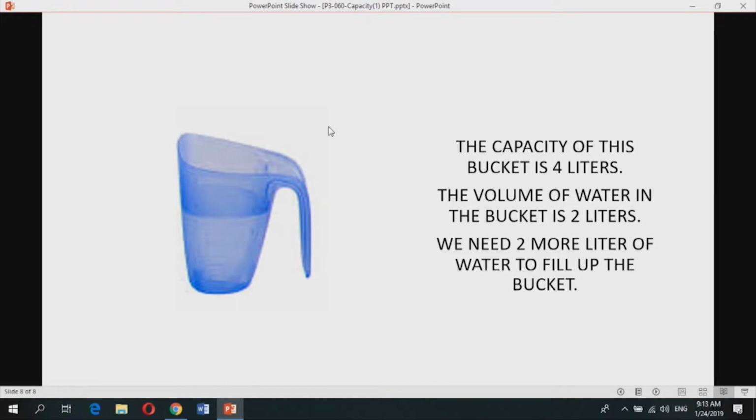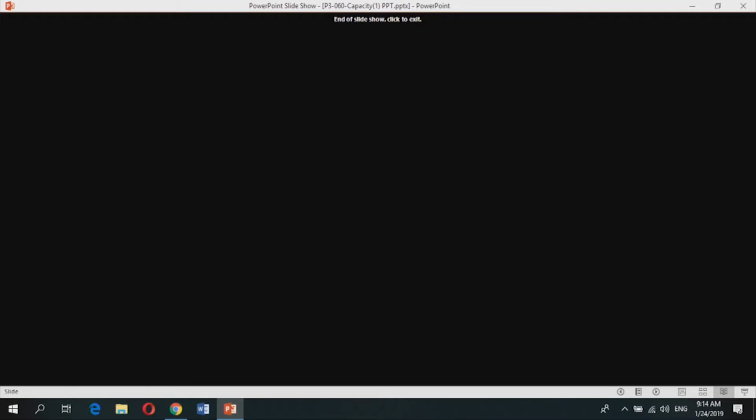But how about this bucket? The capacity of this bucket is 4 litres. But the volume, it's only halfway. The volume of water in the bucket is 2 litres. So if the capacity is 4 litres and the volume is 2 litres, how many more litres do we need to reach capacity? Excellent. We need 2 more litres of water to fill up the bucket. Any questions, guys? Excellent, well done.